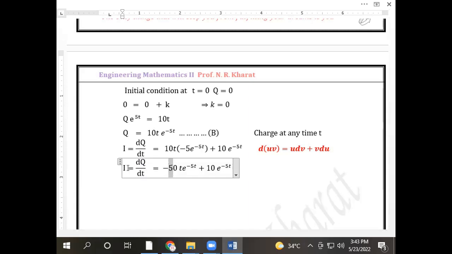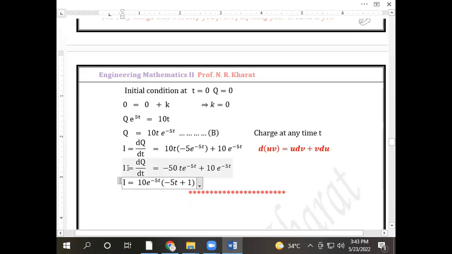After simplifying, 10 times minus 5 becomes minus 50, and we take e raised to minus 5t as common. So we get the value for I is equal to 10 e raised to minus 5t times the bracket 1 minus 5t. In this way, we can find the charge as well as the current which is flowing through the given circuit.